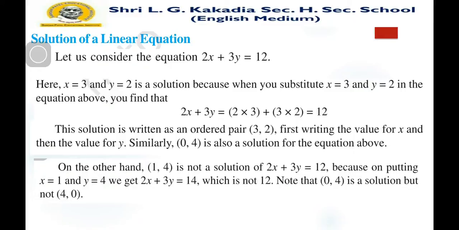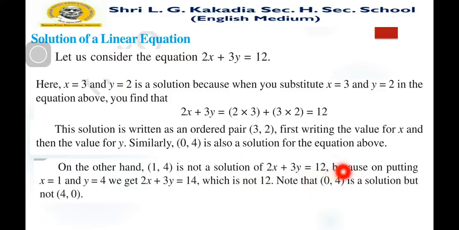On the other hand, (1, 4) is not a solution of 2x plus 3y is equal to 12. Put x is equal to 1 and y is equal to 4, then you do not get 12, because on putting x is equal to 1 and y is equal to 4, we get 2x plus 3y is equal to 14, which is not 12.